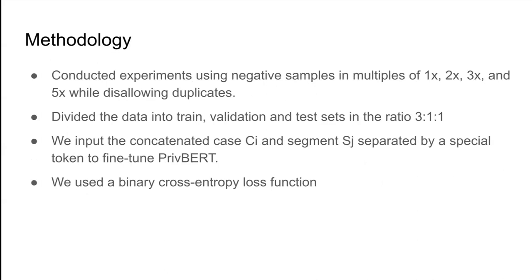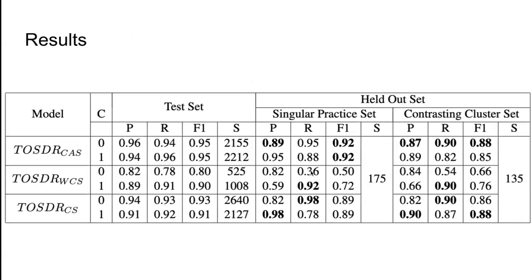And we trained a model using multiple different negative samples while disallowing duplicates. The way we did this was we concatenated the case and the segment, separated by a special token, and used it to fine-tune PrivBERT. We used a binary cross-entropy loss function. And here we trained it on three different models, of three different sampling techniques.